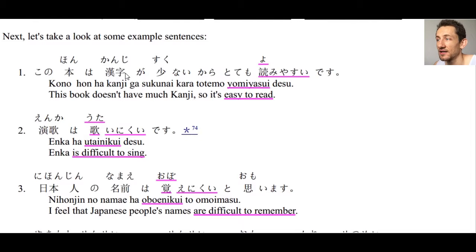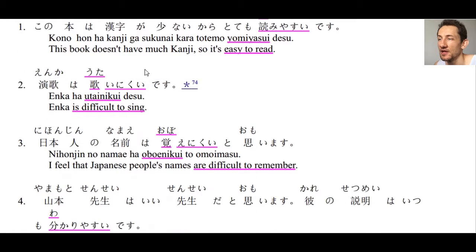この本は漢字が少ないからとても読みやすいです。So this book doesn't have much kanji, so it's easy to read. 読みやすい。漢字が少ない。Not a lot of kanji. 読みやすい。Easy to read. Number 2.